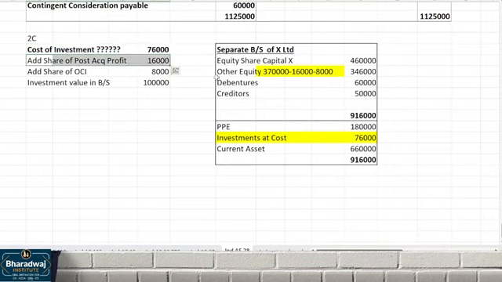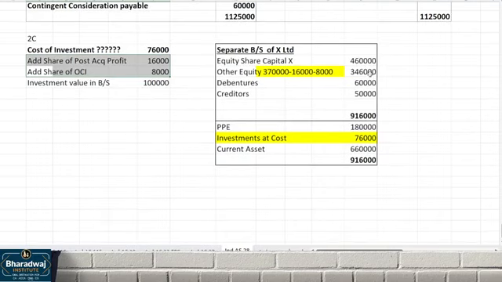Where is the share of profit included? In other equity, eliminate it. OCI is also included in reserves and surplus, eliminated so that you get 3,46,000. Investment is recorded at cost. Investment is recorded at cost.